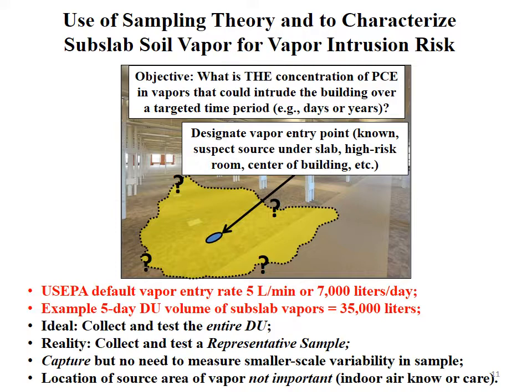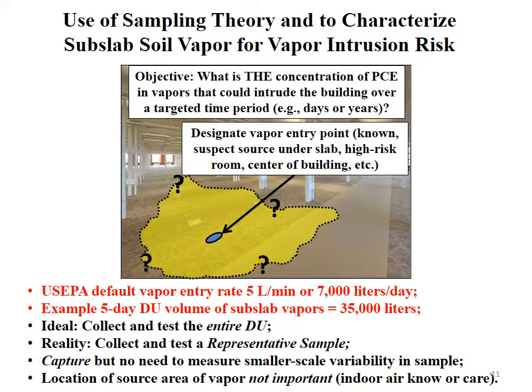So if we're assuming a 5-day vapor intrusion rate or study time, then the volume of subslab vapors we're going to target for sampling would be 35,000 liters. So ideally, again, we would collect and test the entire 35,000 liters of vapors as a single sample. Or you may want to break it up into 1-day resolution, so we want to test 5 series of 7,000 liter samples. When in reality, of course, we can't send this much vapor to the lab for testing, so we have to collect a representative sample. And again, just like indoor air, we need to capture, but we don't need to necessarily measure the smaller scale variability within the, say, 7,000 liters or 35,000 liter targeted decision unit volume of vapors.